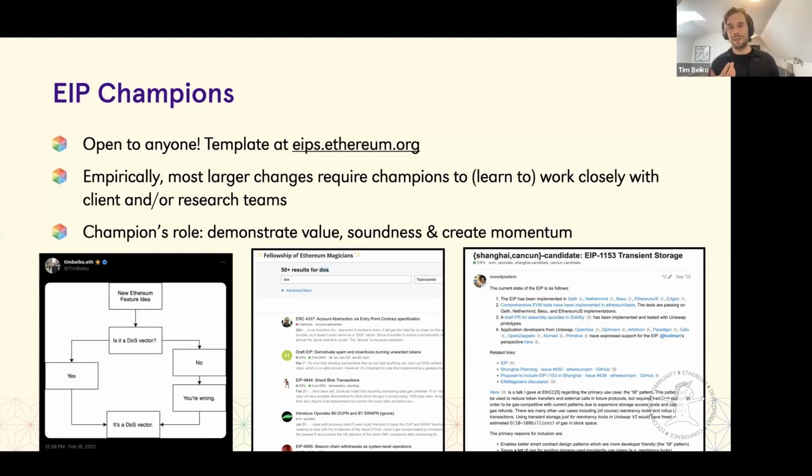And this is something that took them well over a year, I think, since the time that they started approaching this to the time that it's actually going to get on Ethereum.